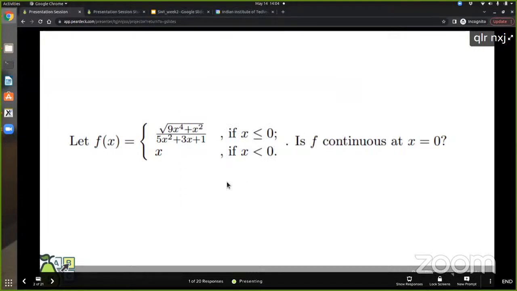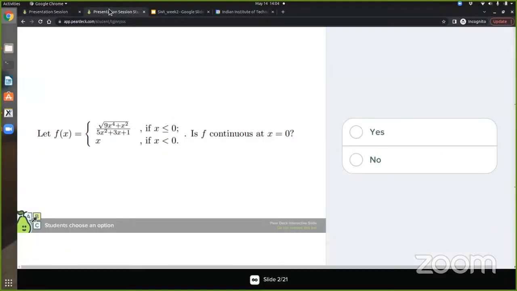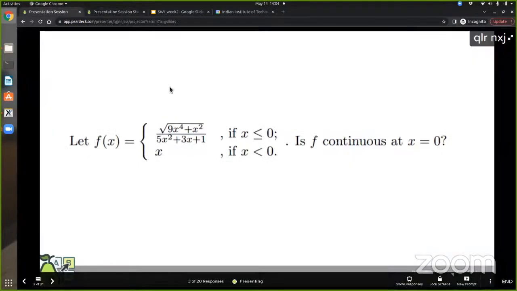Can you see this question? I hope you can see this question and the options that you have to fill in. So can I please request you all to solve this question at your side, and then I'll help you do it. So here we are given a function, and we have to check whether the function is continuous at x equal to 0 or not.